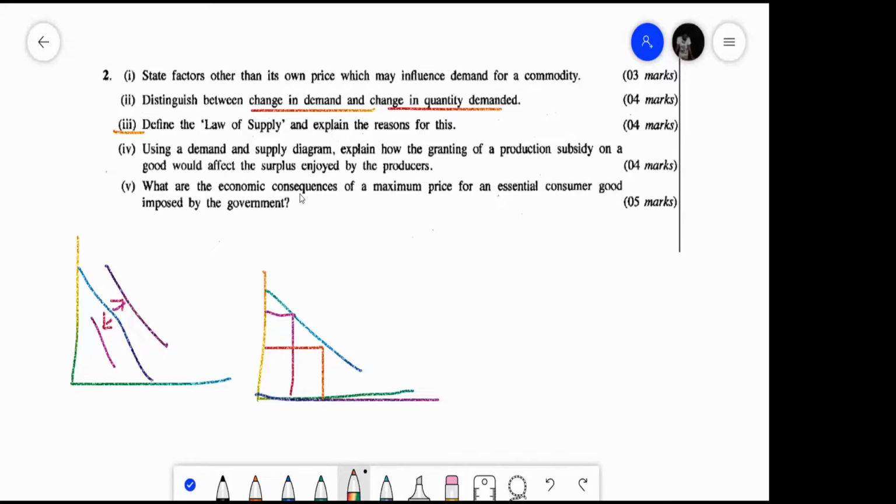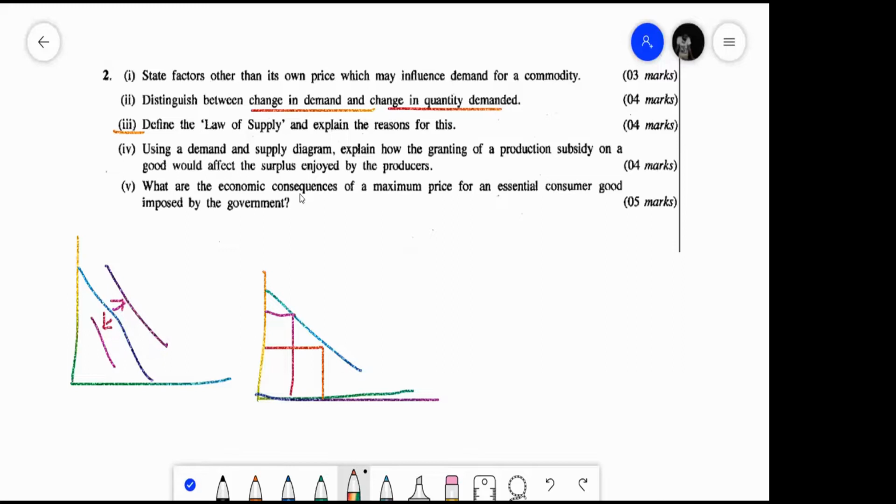So law of supply, you can say, according to law of supply, there is a positive relationship between price and quantity supplied, while all other factors affecting supply are held constant at a given point of time, something like that. So then what are the two reasons? One is profitability. No, guys, not substitution and income. Substitution and income come to law of demand, right?